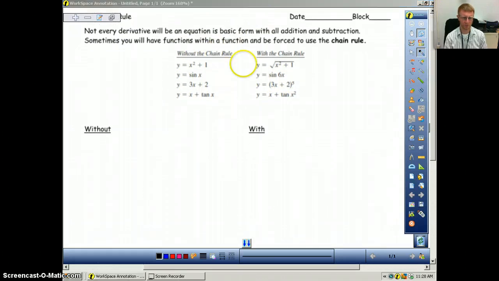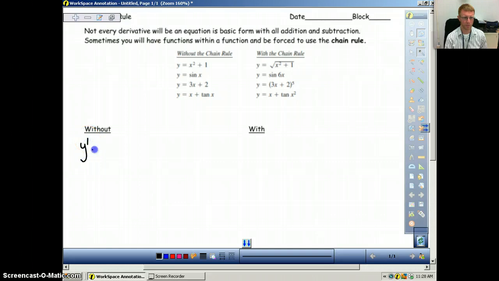So here are some examples where we don't need the chain rule, something like x squared plus 1. X squared plus 1 is very, very simple. When we take the derivative of that, it would just be y prime equals 2x. It's one simple function without anything added to it. Now this one right here, y equals the square root of x squared plus 1, the problem is that we have a function x squared plus 1 within a function, which is a square root.